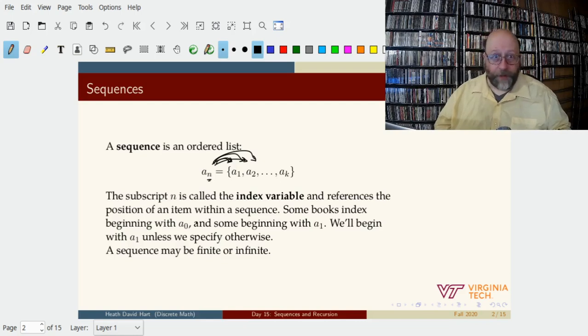Some books will begin with A0. Some will begin with A1. We're going to usually use A1, but sometimes we may specify otherwise, and I will let you know if we're not starting with A1. A sequence may be finite or infinite. I drew a finite sequence in the example, but it could go on forever. Okay?